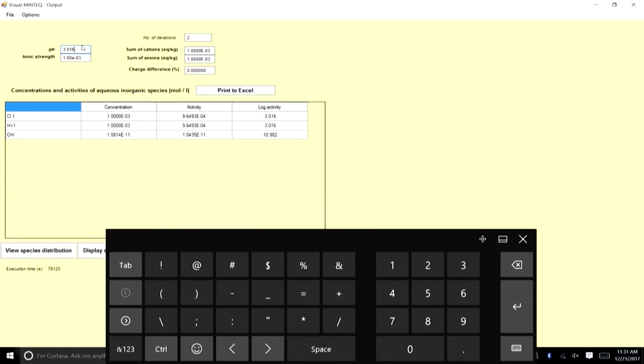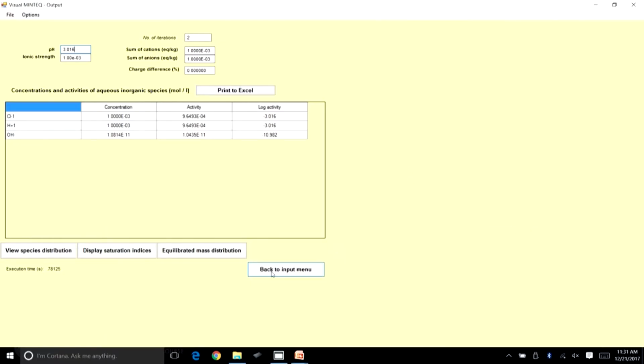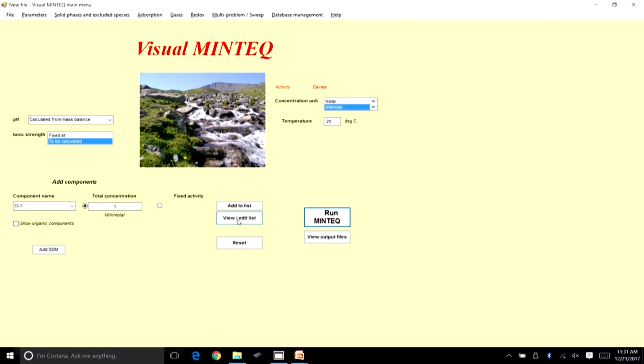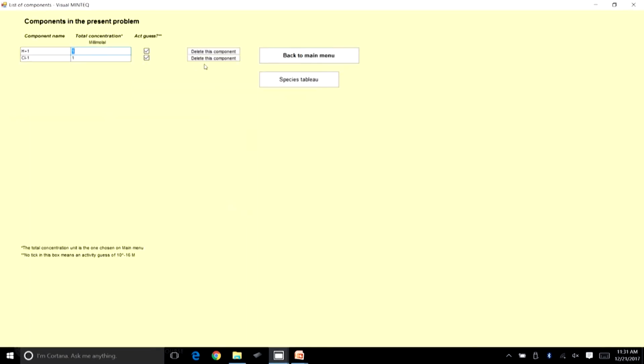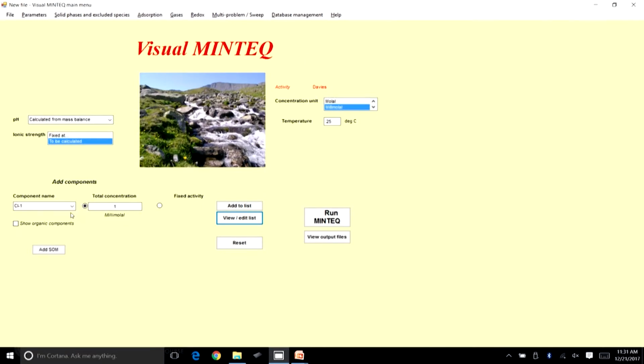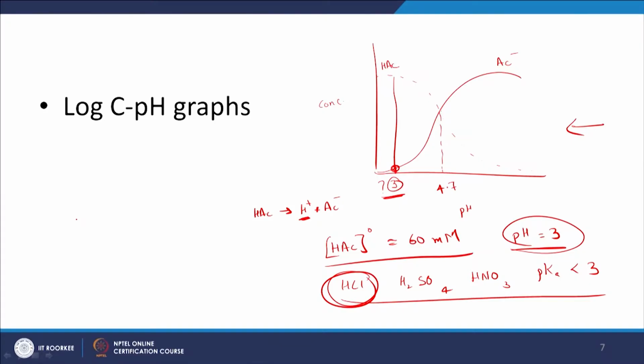Again, same case, let's try it out with H2SO4 and HNO3. So I'm going to go back to the main menu here, and edit the list. It's not going to be Cl minus anymore. Back to the menu, H2SO4, right. Okay, so this is one thing we need to look at here. Now let's say I'm adding H2SO4. How is it going to change, right?